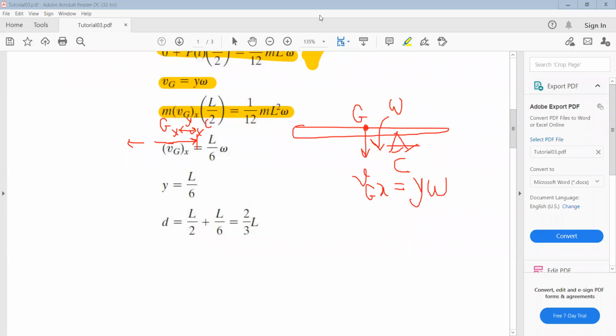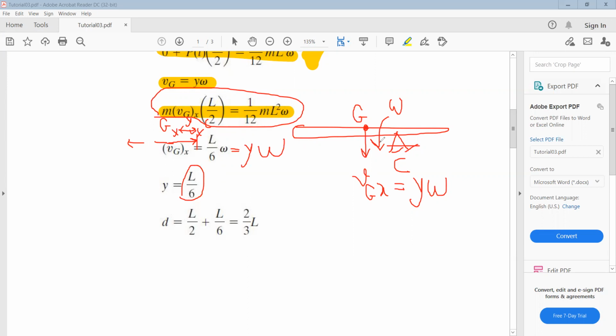So if you solve this equation for y, we will have m times y omega L over 2 is equal to 1 over 12 m L squared omega. The omega will be cancelled out from both sides, and we will have y equal to L divided by 6. Or you can solve this equation for Vgx. Vgx is equal to L over 6 times omega, and we know that it's equal to y times omega. So y is equal to L over 6.